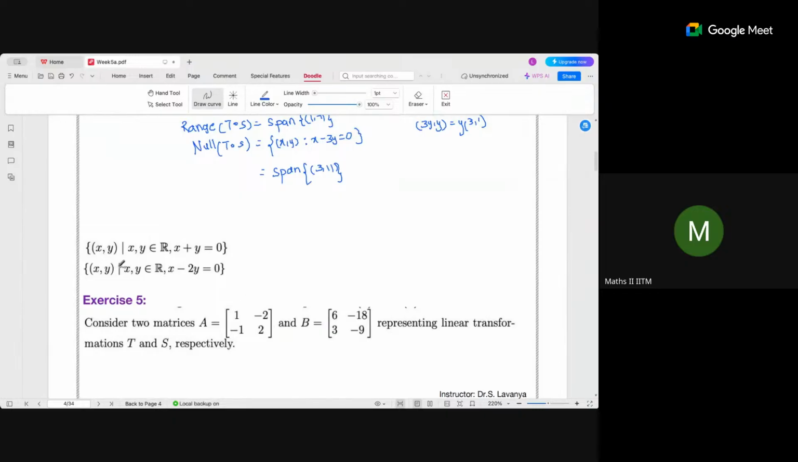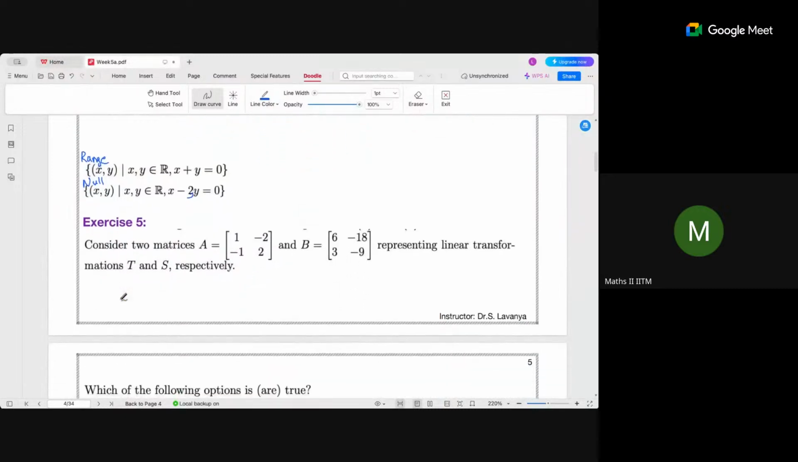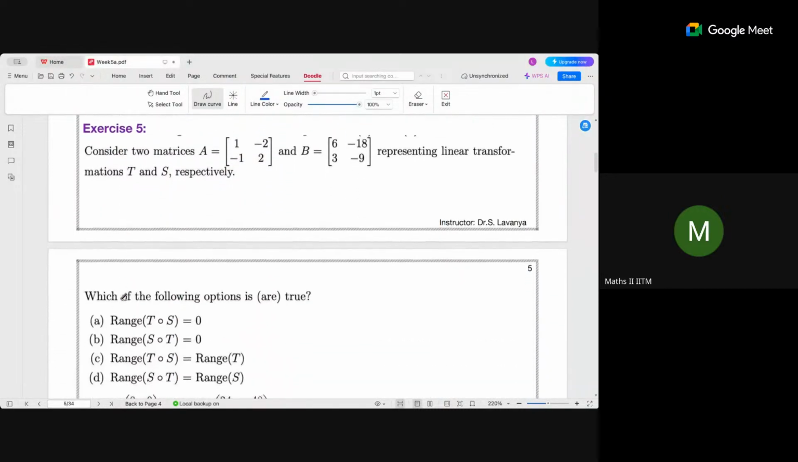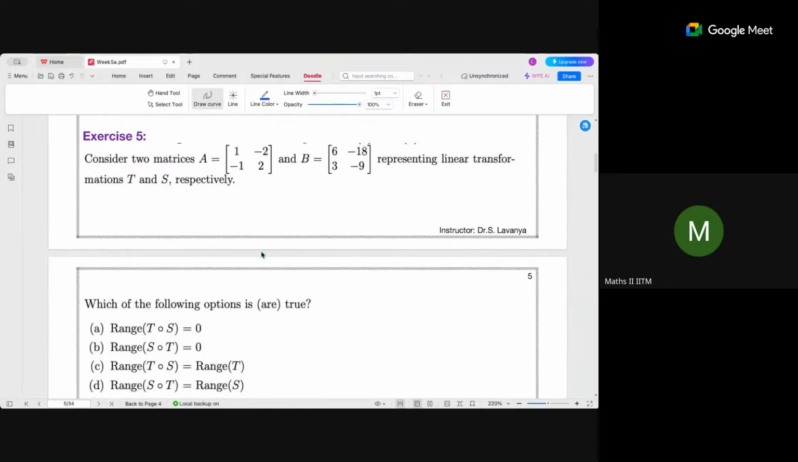So here it is x minus 3y. So this is the range and this is the null space. Okay, fine. Now we have another question here. Everyone try to verify this. Consider two matrices A and B representing linear transformations T and S respectively. Which of the following options are true? Try to think and answer. Don't be in a hurry, take time.